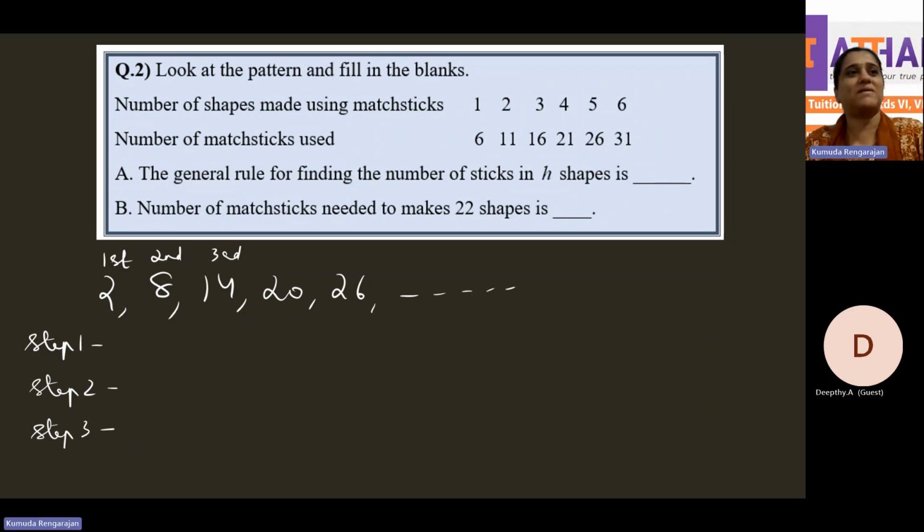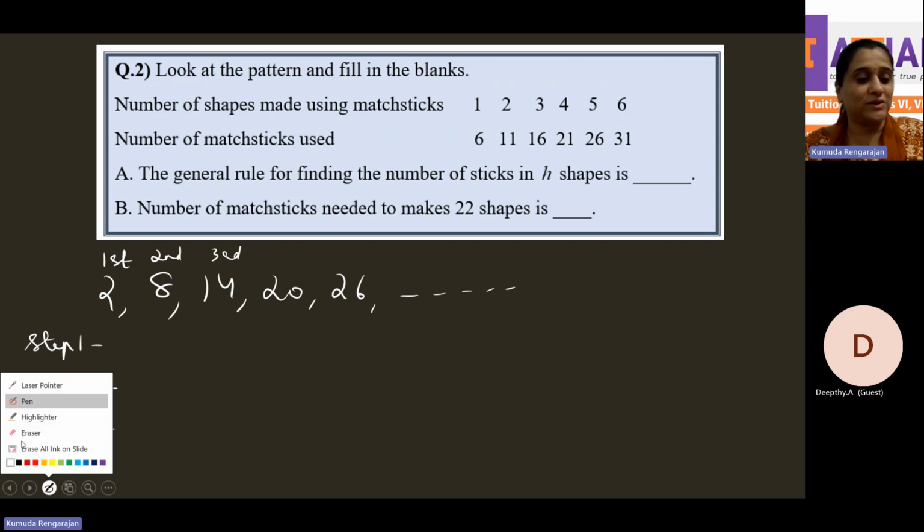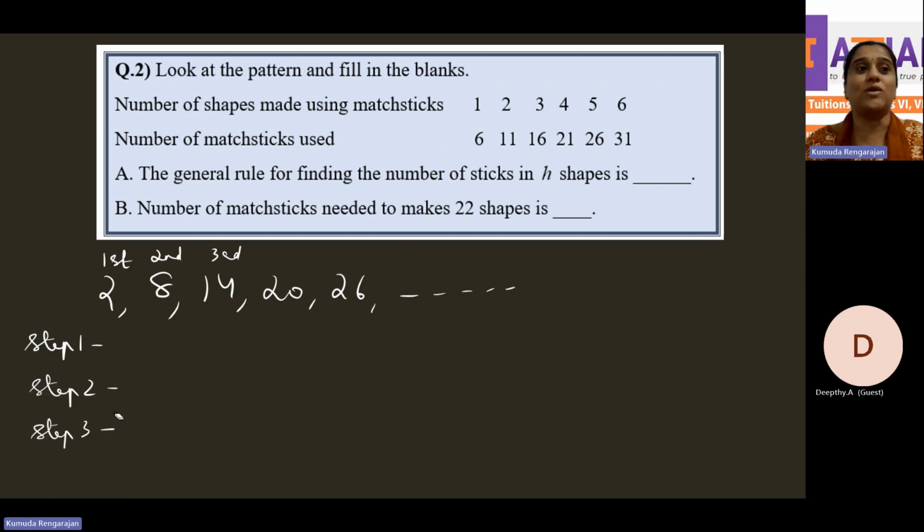Check. You're close but not correct. It's okay. Oh, you're telling me the next term, is it? Oh, that's correct, darling. The next term is 32. That's correct. But I'm asking you the rule. Show me in the book where it is.